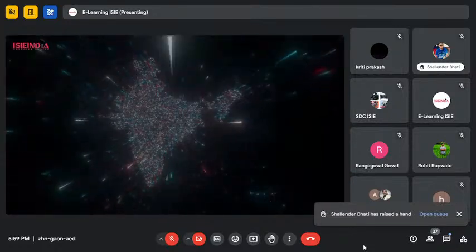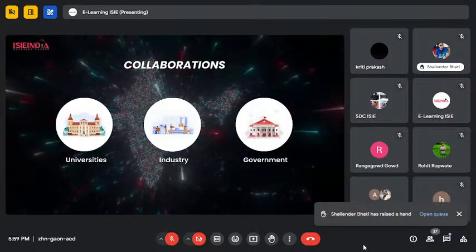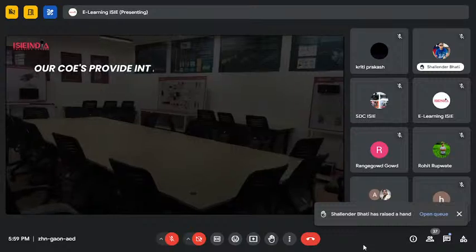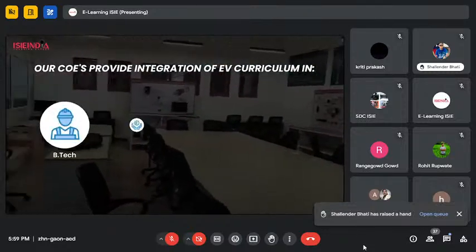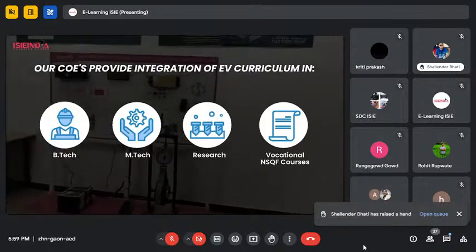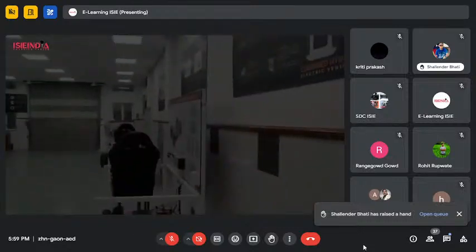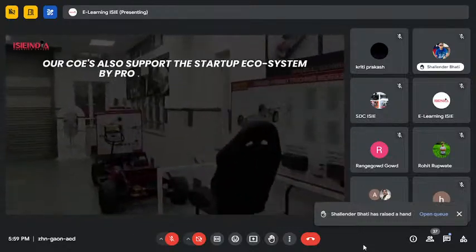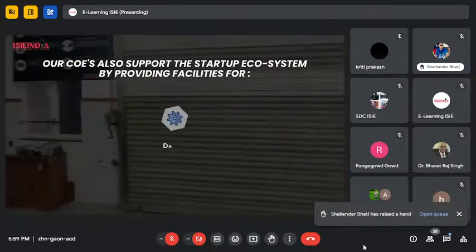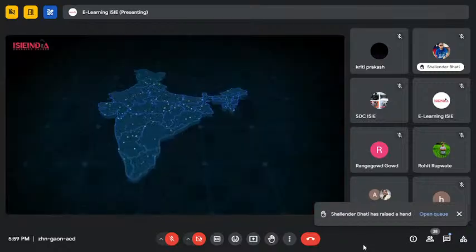These centers are developed in collaboration with universities, industry partners, and government entities. Our COEs provide integration of EV curriculum in BTech, MTech, and other academia programs, and research and vocational NSQF courses aligned with the national education policy. Plus, our COEs also support the startup ecosystem by providing facilities for design, prototyping, and product testing. Our labs are making a difference.